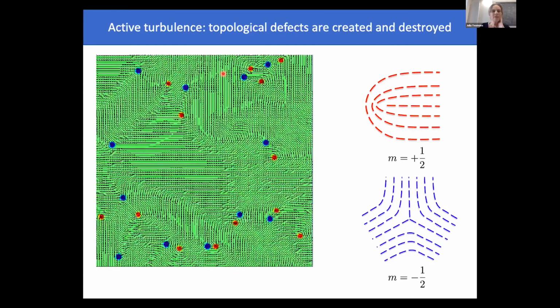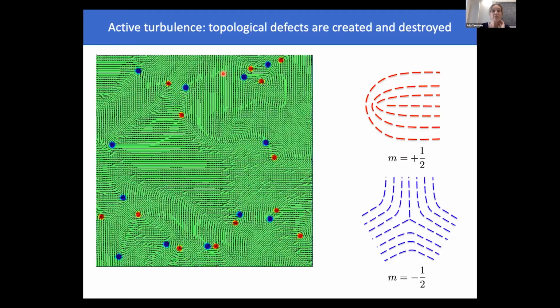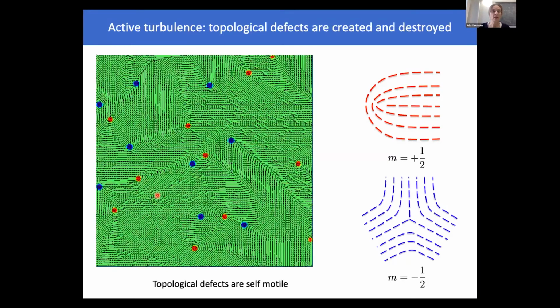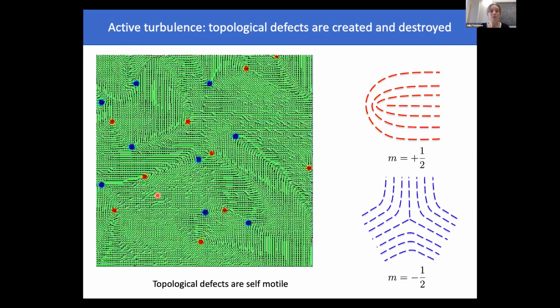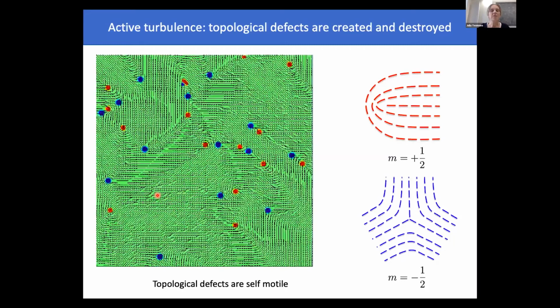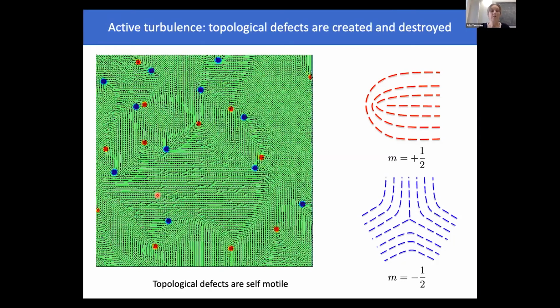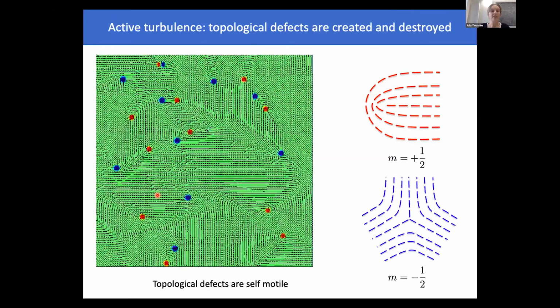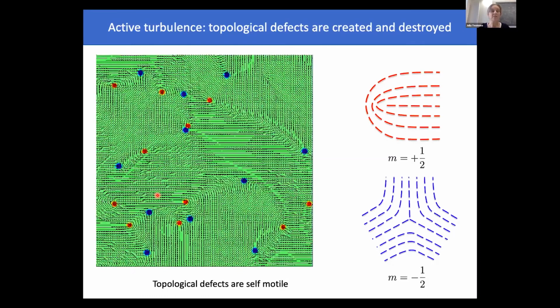And that makes sense because these systems are active. They're always taking energy from their surroundings. Energy is being pumped into them. And so there's energy in order to make these pairs of topological defects. So what you end up with is a gas of topological defects, which are continually annihilating in pairs and then again being created in pairs.